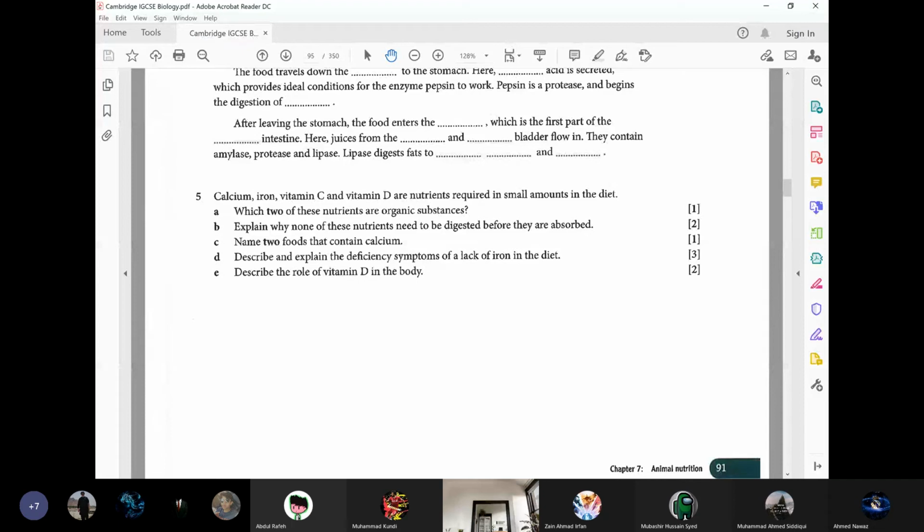Name two foods that contain calcium. Milk and yogurt. Very good. Milk, yogurt, cheese, and other dairy products. Yes. Next, describe and explain the deficiency symptoms of a lack of iron in the diet.